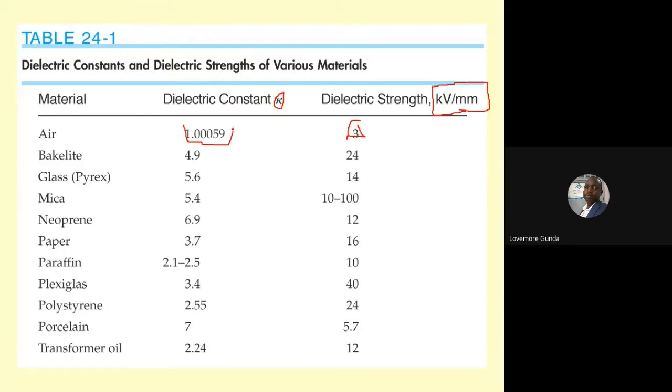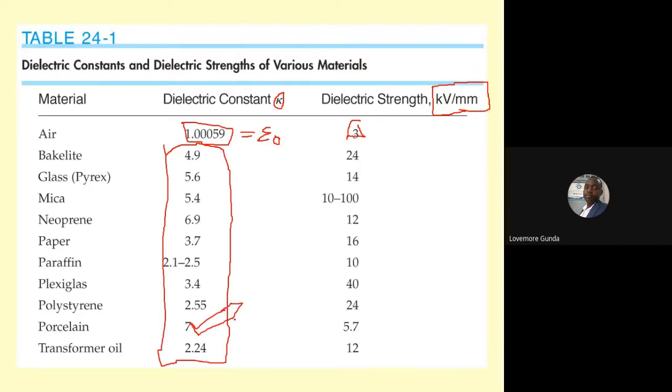So A is almost equal to the permittivity of the vacuum. That's why it's 1.00 something. So usually we use 1 there. Then the other materials, the permittivities vary just like this. The bigger the figure, the higher the permittivity, and hence the easier it is to establish flux in that material. Also here, the bigger the figure, the higher the voltage that a material can withstand before it breaks down.